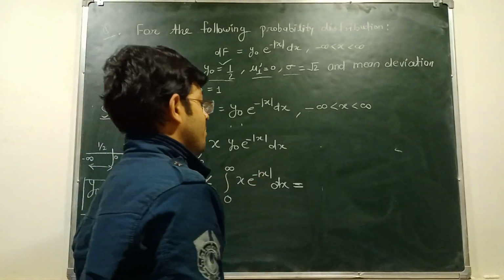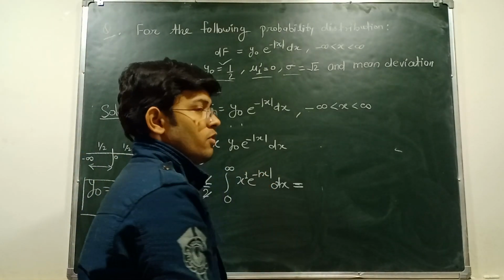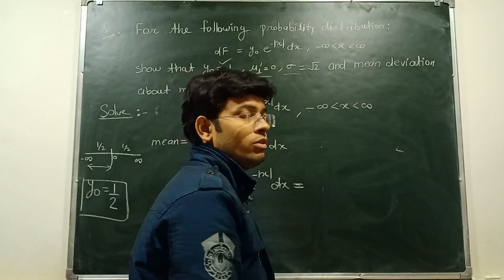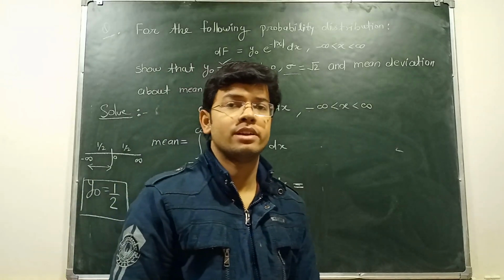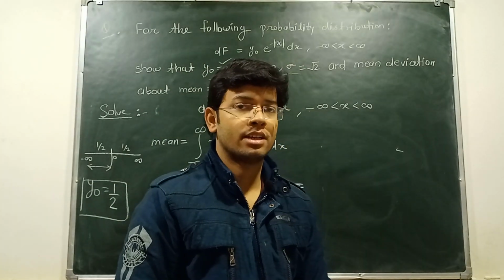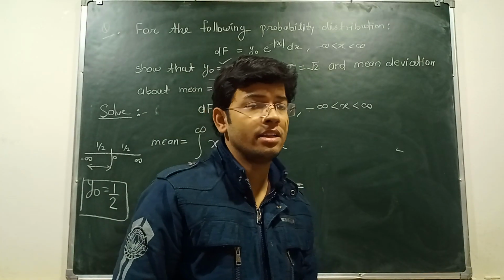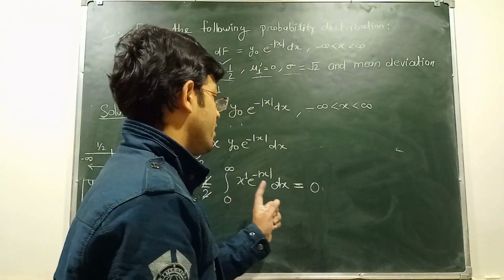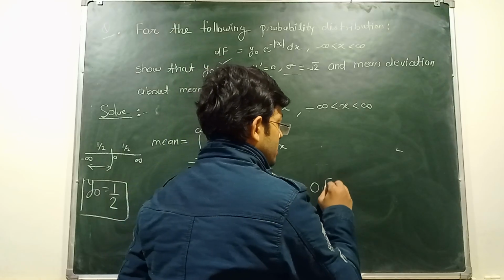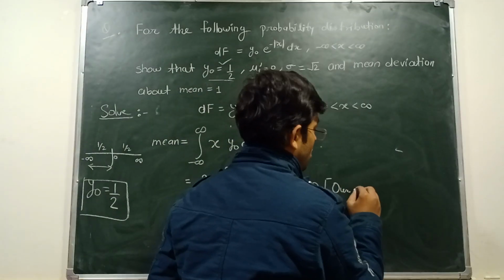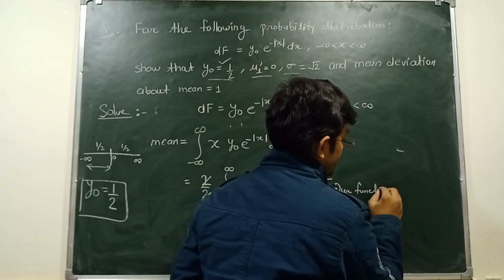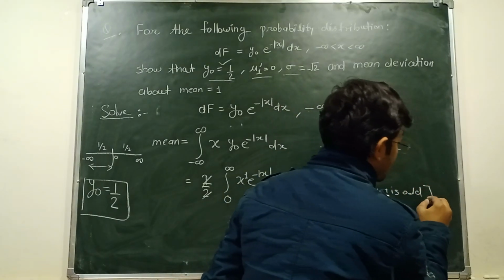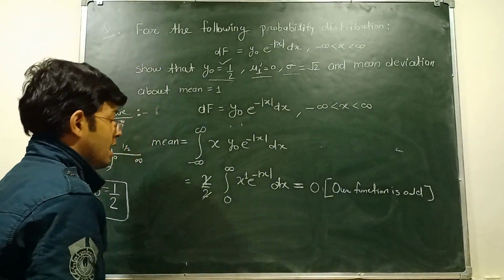Now x times e to the power minus mod x, because this is x to the power 1, is an odd function, so we know that when the odd function is given over symmetric limits, the value of the integral is 0. So the answer is 0 because our function is odd.